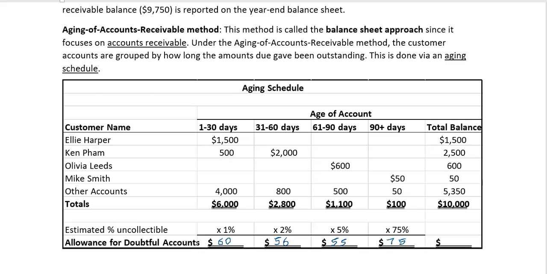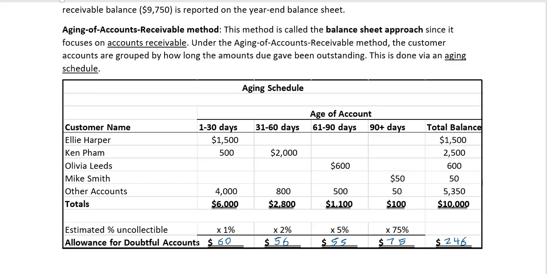So the number you should have gotten is 60 for 1 to 30 days, 56 for 31 to 60 days, and 55 for 61 to 90 days. And finally, 90 plus days, 75. When you add your way across to figure out the AFDA under this method, you should get 246. So that's your number, which should be in the AFDA account based on aging.